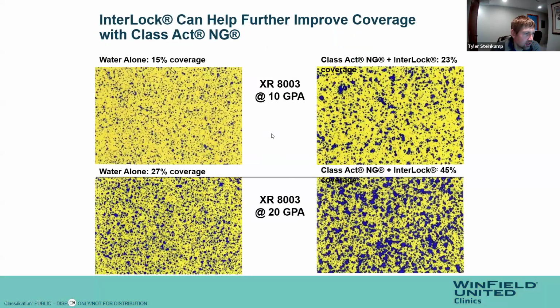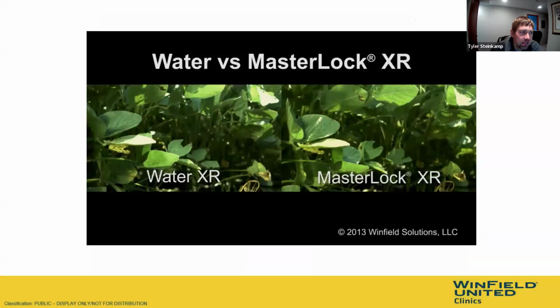So this is just looking at overall coverage that we're getting. So here's water alone. Here's Class Act plus interlock. And this is at 10 gallons per acre. Here's at 20 gallons per acre. The biggest thing, guys, with Master Lock, with interlock, with any of these, is keeping that droplet wet enough, long enough down into that canopy.